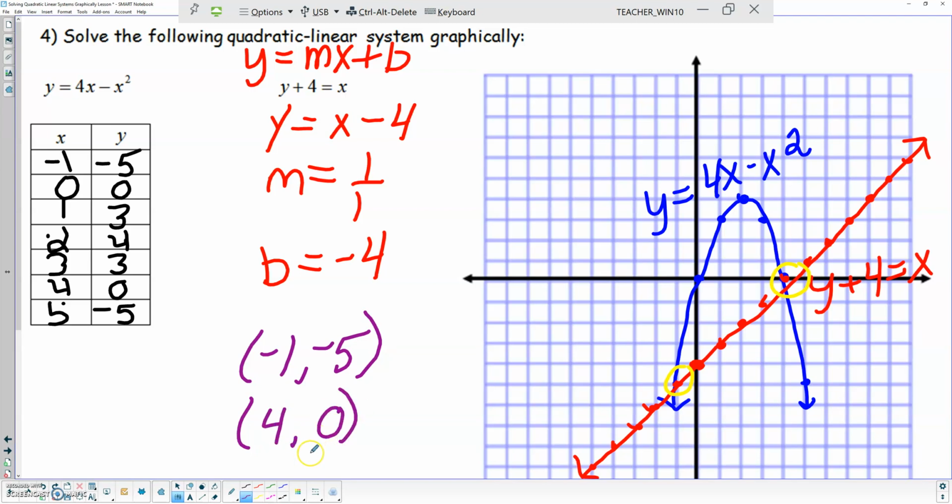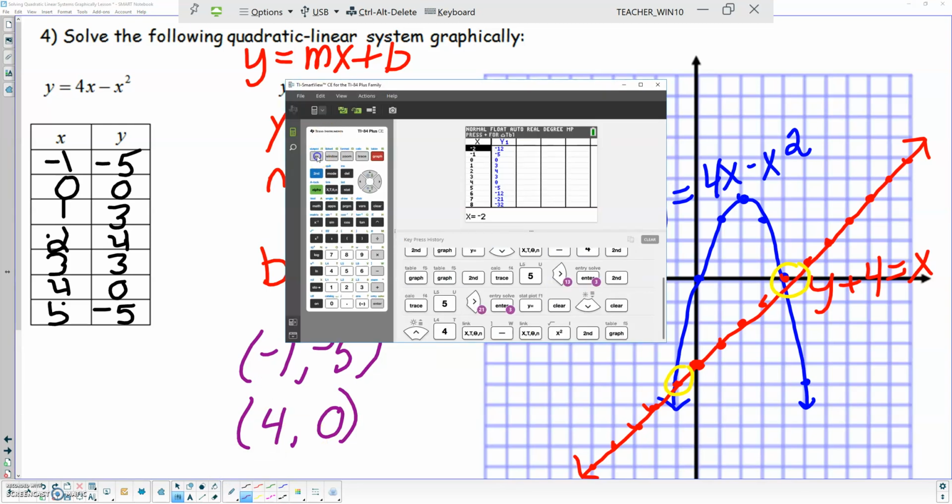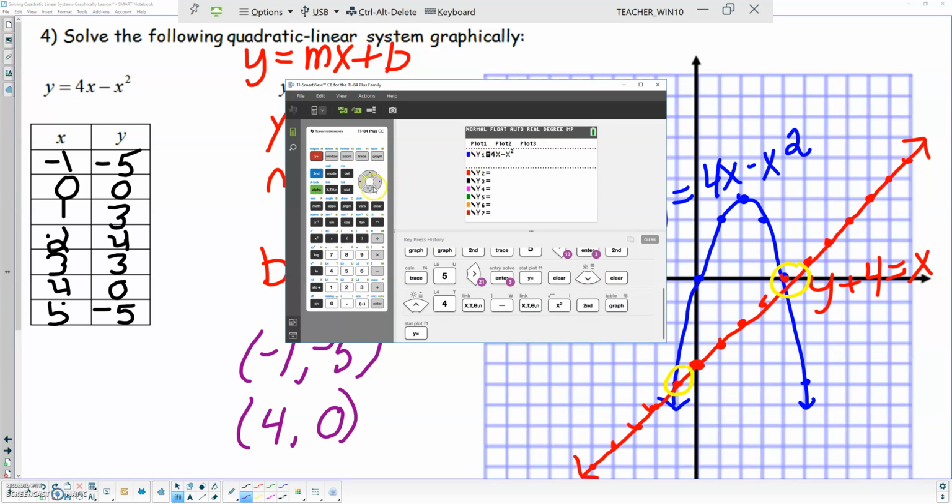Okay, and again, we can check this in the calculator. So if we go to the calculator, in y1 we have our quadratic, so in y2 I'm going to type in the equation of the line, which was x minus 4. Okay, so if I go to my table, so if I hit second graph, when x is -1, both of my corresponding y values are -5. And when x is 4, both of my corresponding y values are 0.